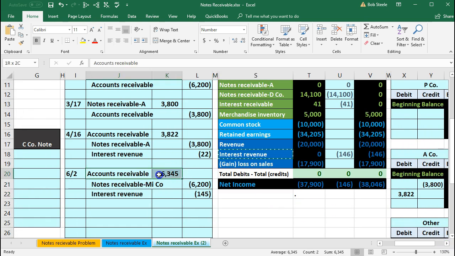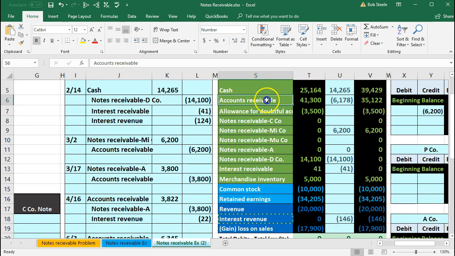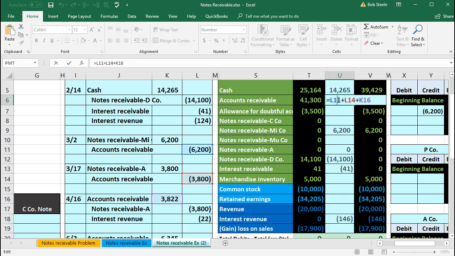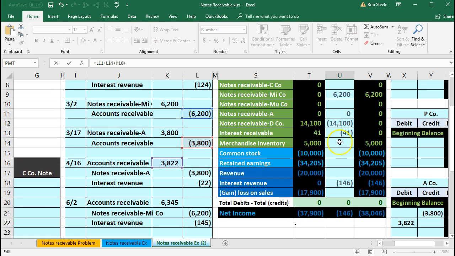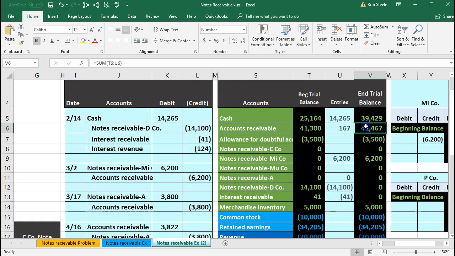So accounts receivable is here. Here it is on the trial balance. Something's in it. So we're going to double click on U6, go to the end of it and plus, and point to that 6,345 and enter. So that brings the balance up.